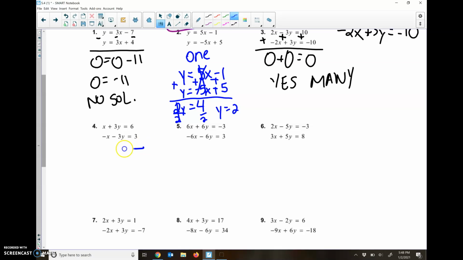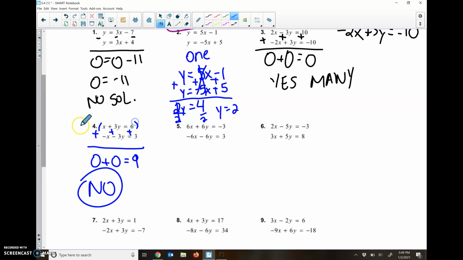Okay? So number 4, let's look at this one. Let's just pretend that we don't see the pattern or we didn't copy Mr. Muller's cheat sheet back there on the last page. So I'm going to add to get my x's to go away. So x plus a negative x is 0. 3y plus a negative 3y is 0, and 6 plus 3 is 9. Well, does 0 plus 0 equal 9? No, it does not. That is a no solution.